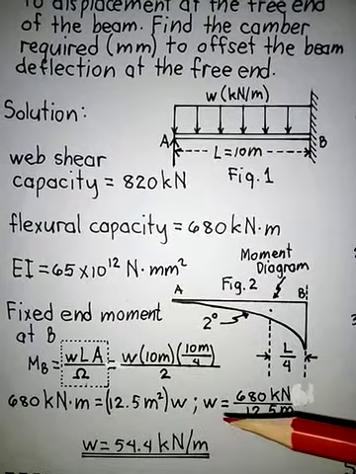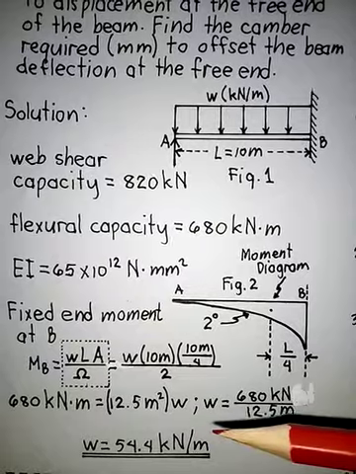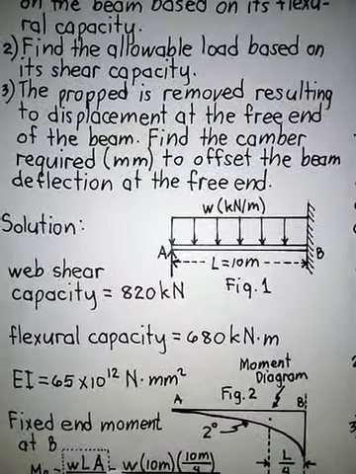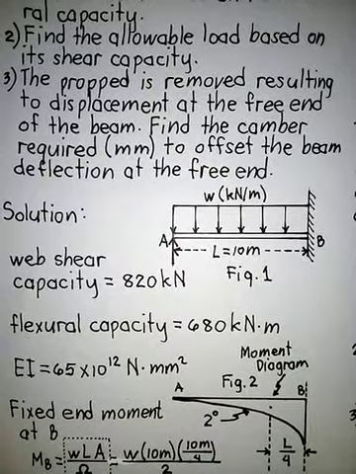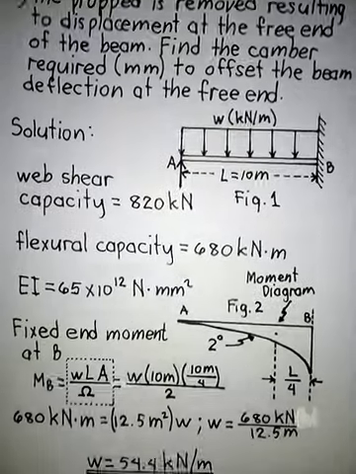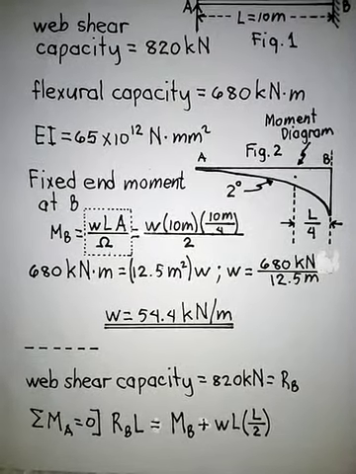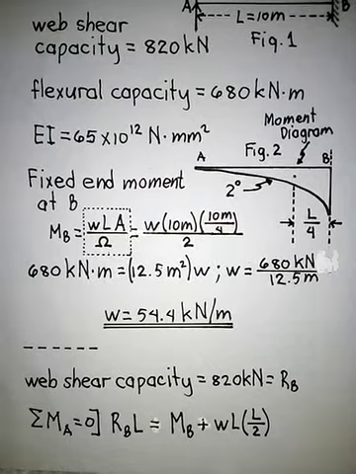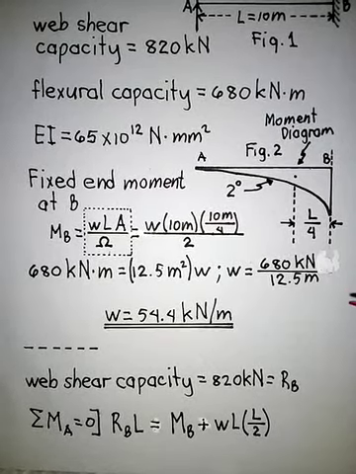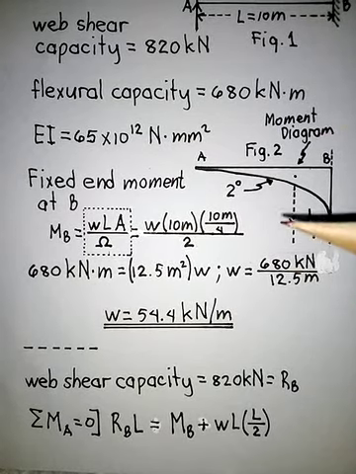So this is the allowable load based on its flexural capacity. Okay. So the next question is, find the allowable load based on its shear capacity in number 2. So based on its shear capacity, it will be 820 kilonewton. Okay. So that will be the shear at B, or shear at the fixed end.